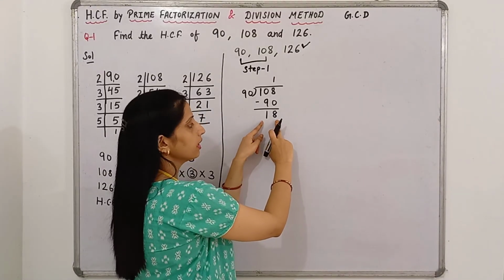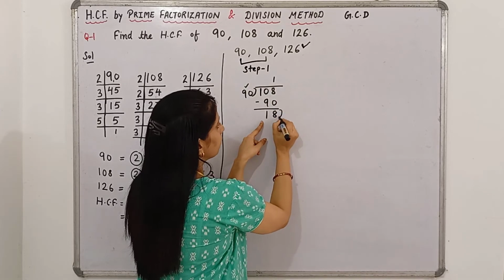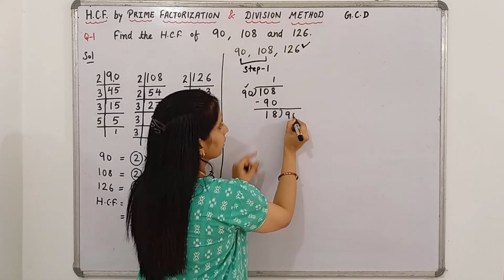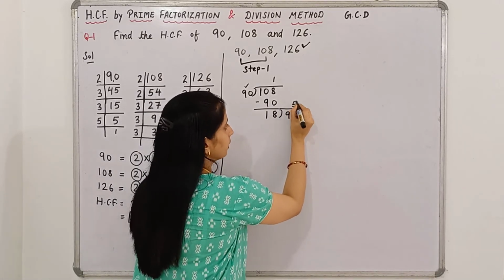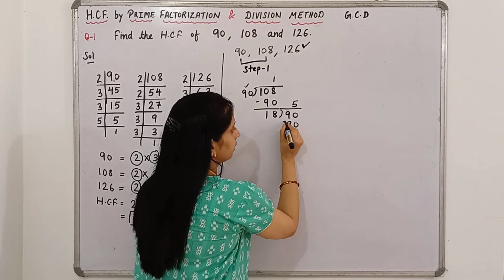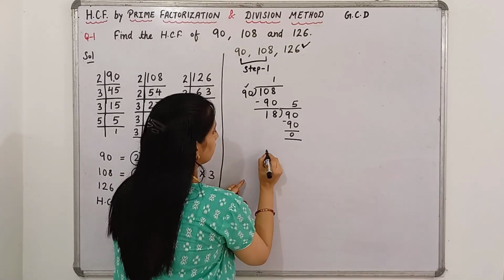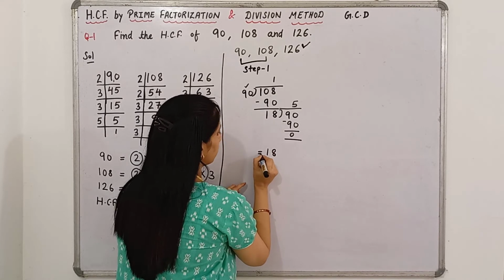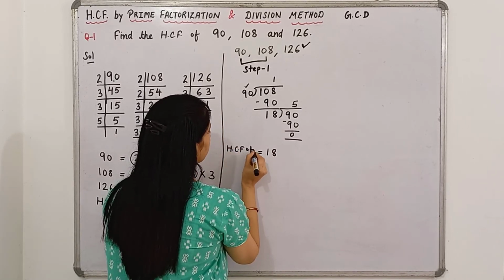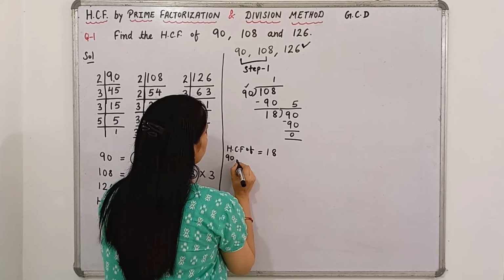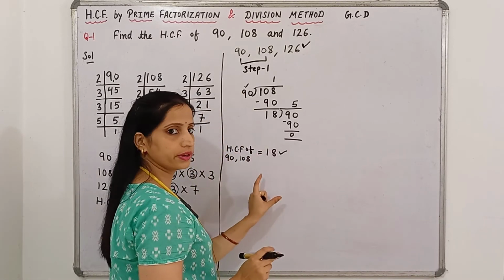Now this new remainder will become our new divisor and this old divisor will become our dividend. We will write it here. Now in the table of 18, 90 comes 5 times. 18 5s are 90. Hence our last divisor is 18. So the GCF of 90 and 108 will be 18. So this was our first step.